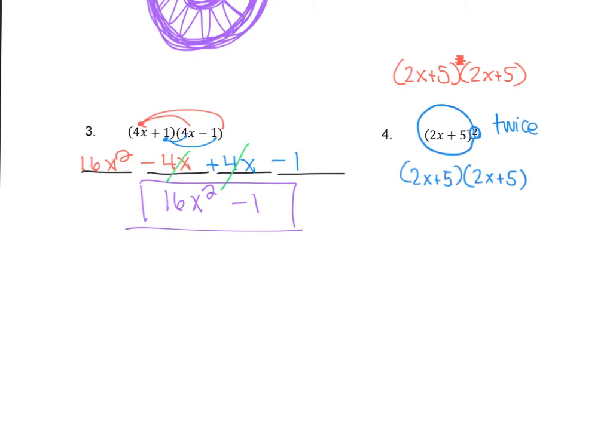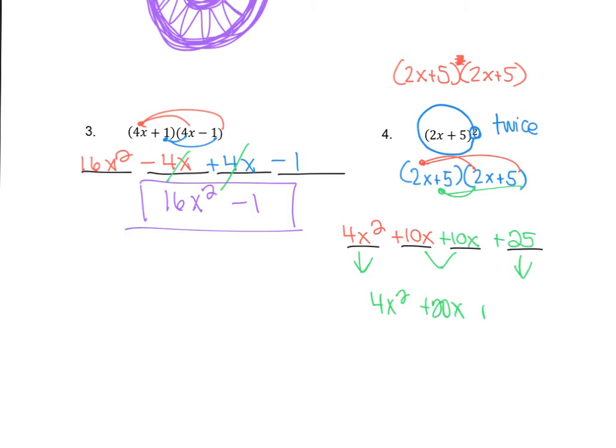Then I can follow my rule. I write out my 4 things and do this. So 2x times 2x gives me 4x squared. 2x times 5 gives me positive 10x. I come down here and do the same thing and I get positive 10x and plus 25. I bring this down, I bring this down, I combine those. So I get 4x squared plus 20x plus 25. And I'm all done.